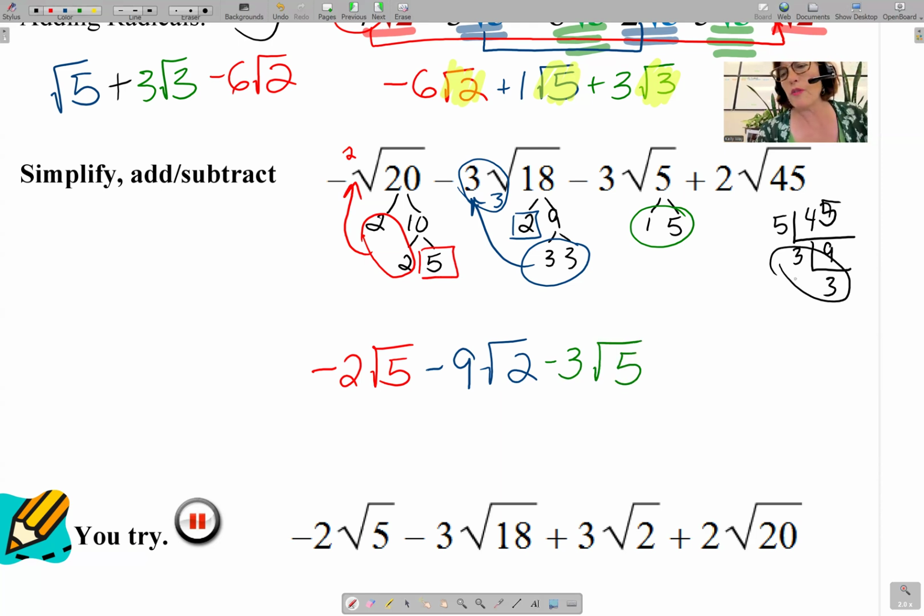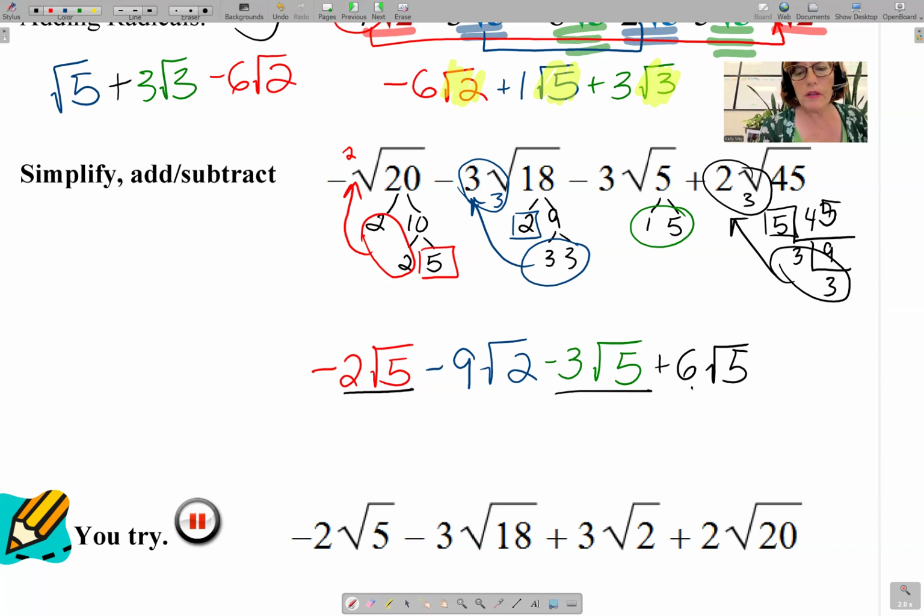This one, I have a pair of 3's. They come out as a single 3. Multiply, plus 6 root 5. Okay, we've simplified. Now we collect like terms. Ready? Underline your root 5's. Double underline your root 2. We're going to collect.